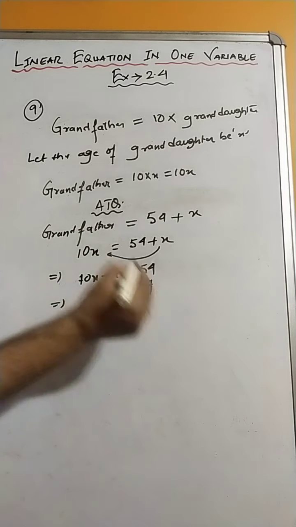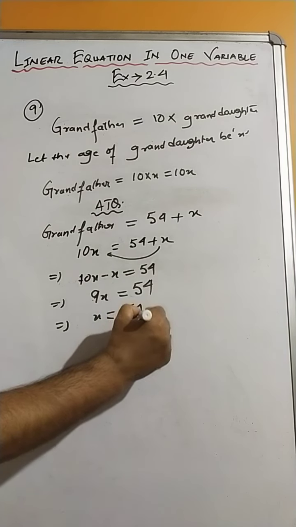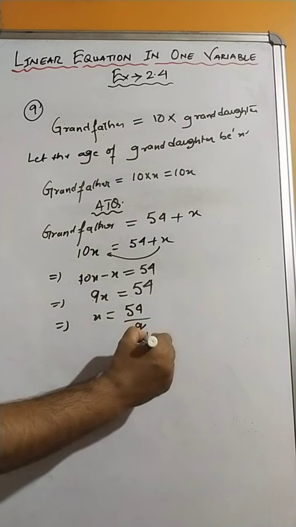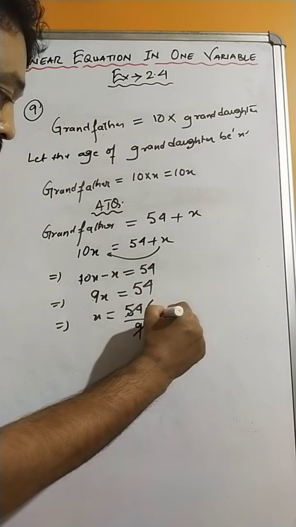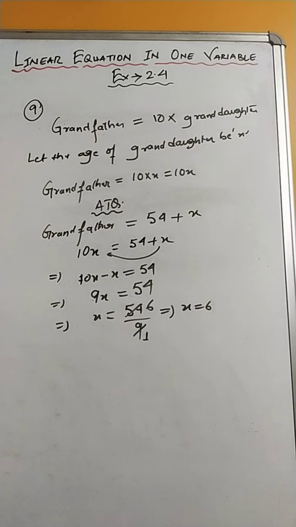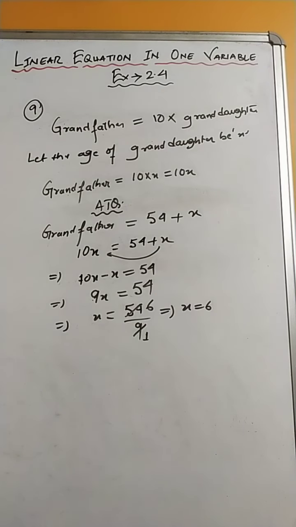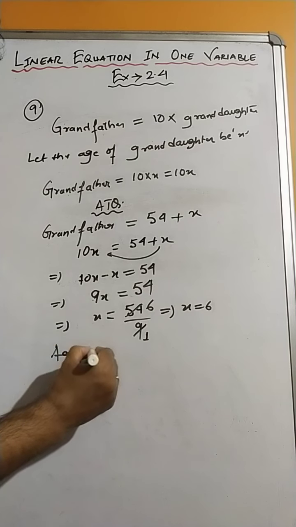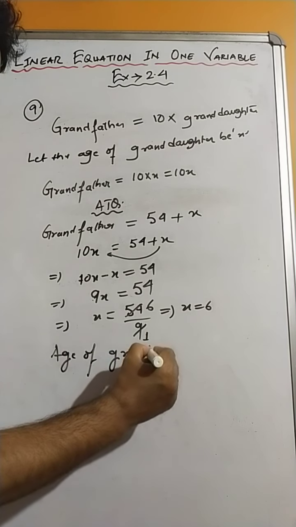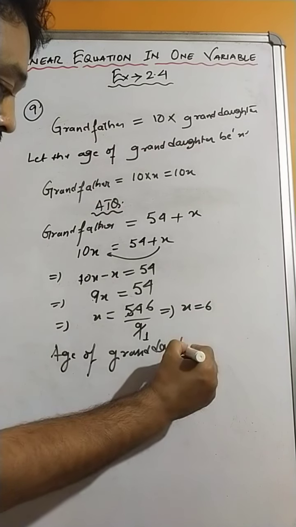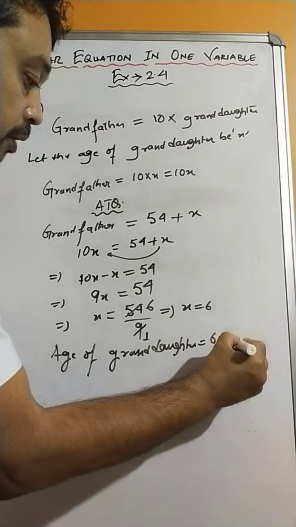Now what is the final value of x? We will have to transpose this 9 towards the right hand side. So that would be 54 divided by 9, and 9 ones are 9, 9 sixes are 54. So the value of x is 6, isn't it? So what was x? X was the age of the granddaughter. As now we have to find out the present age of both of them, the age of granddaughter is equal to 6 years because it was x only.